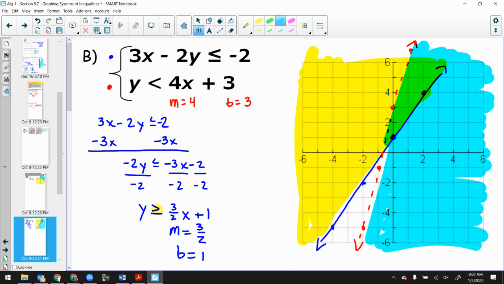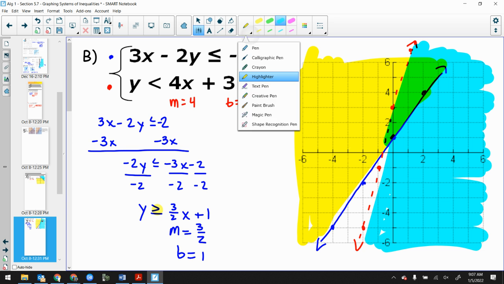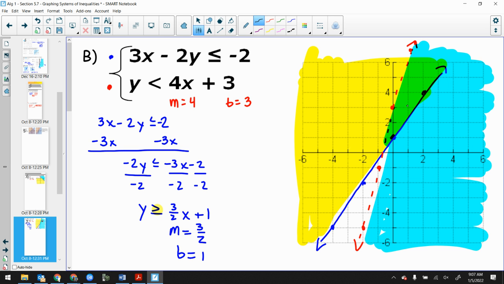So 2 points that would be a solution: 1, 3, 2, 5, right? Any point that would be in the overlapping region. All of these coordinates in here would be a solution. Anything that would not be a solution is anywhere else: 2, 0. Heck, -2, -2 down there. -4, -5, that would work too. All of those points would not be a solution anywhere else.